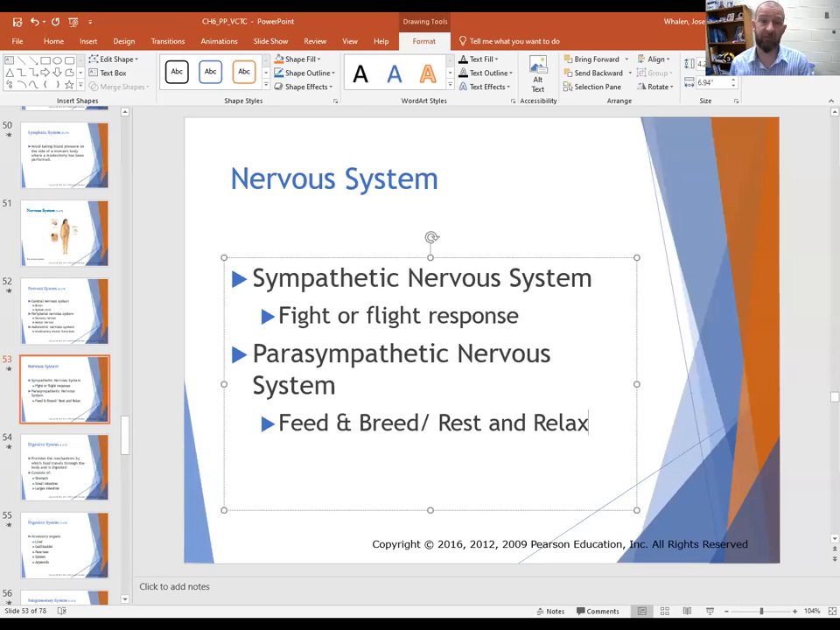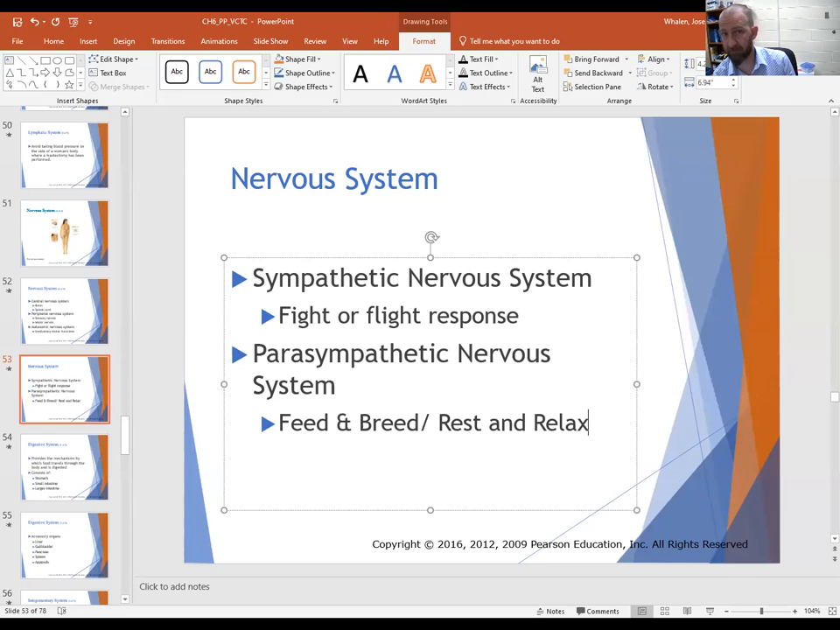Next, we have the parasympathetic nervous system. This is your feed or breathe response, or your rest and relax response. This basically does a lot of opposite things that the sympathetic nervous system does. So when your sympathetic nervous system is activated, we're going to have a lot of opposite responses.